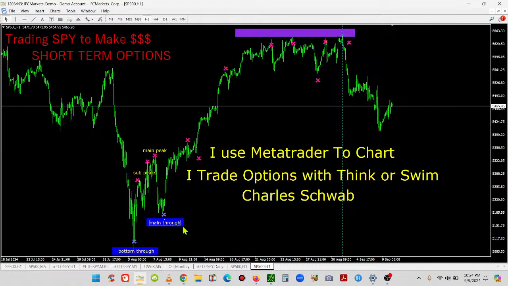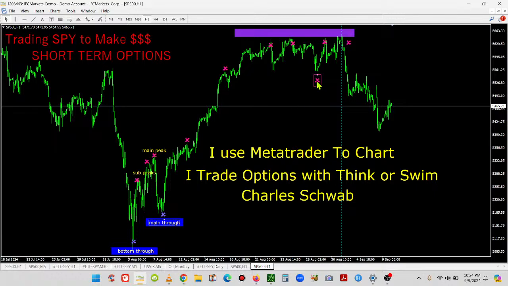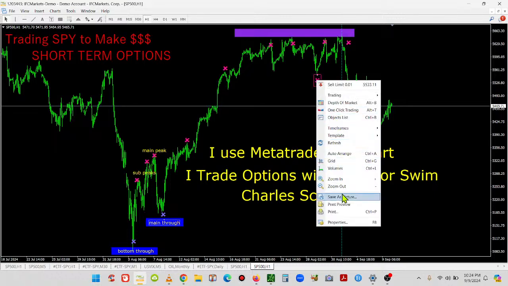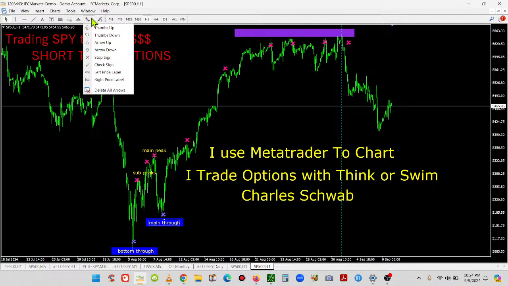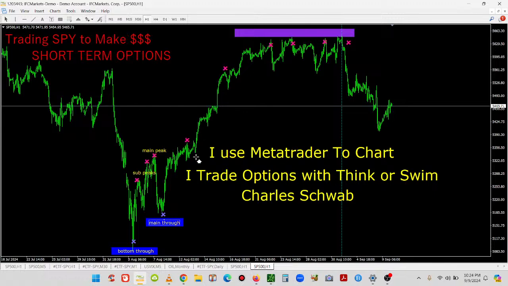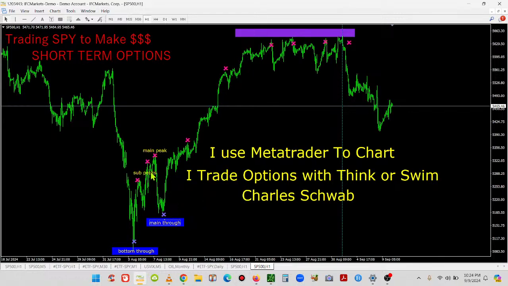Right? Okay. So, delete, delete, delete all these objects, impertinent things. Okay. So, we have, whoop, that's not what I wanted. We have sub peaks, right? We have sub peaks, we have a main peak, we have a main trough.